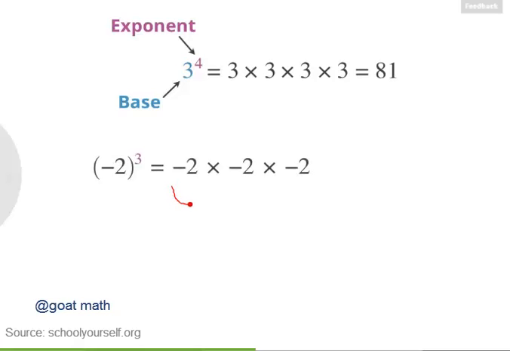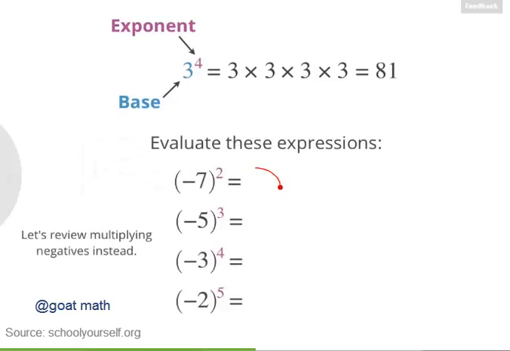That means we're multiplying -2 by -2 by -2. Multiplying the first two gives us +4 times -2, which equals -8. So -2 to the 3rd power equals -8. Next, try evaluating a few more powers of negative numbers.